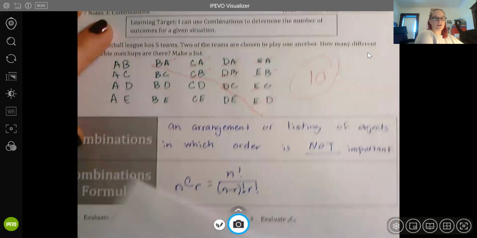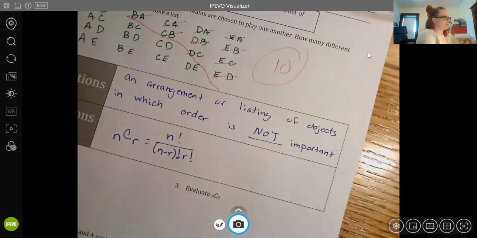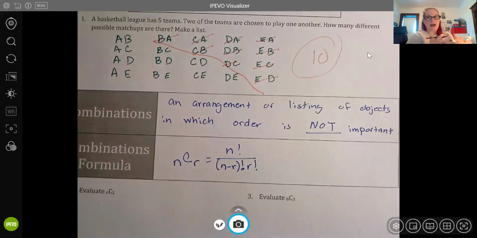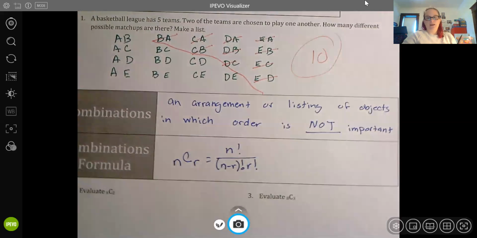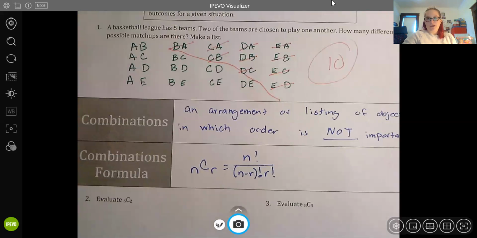All right, so I'm going to have you guys go ahead and jot these down about combinations. Combinations is an arrangement or a listing of objects in which order is not important. So basketball team A versus basketball team B is the same thing as basketball team B versus basketball team A. They're the same. So go ahead and pause the video here and write down the formula and that verbiage there.